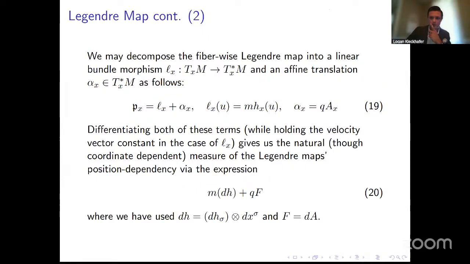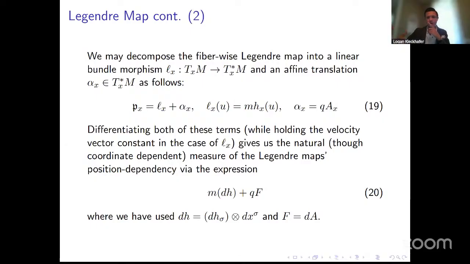This is just the formal way of separating the velocity-dependent part and the velocity-independent part. Just splitting up our definition of momenta into the part that depends on the velocity and the part that doesn't. It's just separating into the kinetic part and the electromagnetic part. Now we can ask, if we fix a given velocity, so if we imagine just a vector field across the manifold that is completely constant, what is the position dependence of this map?